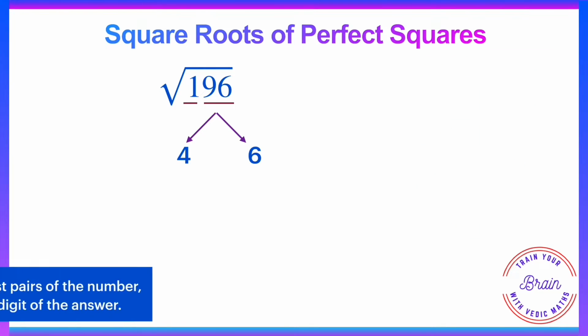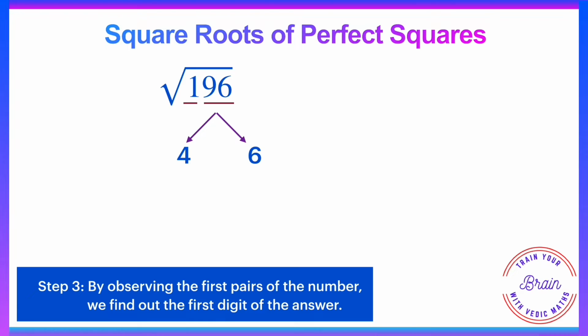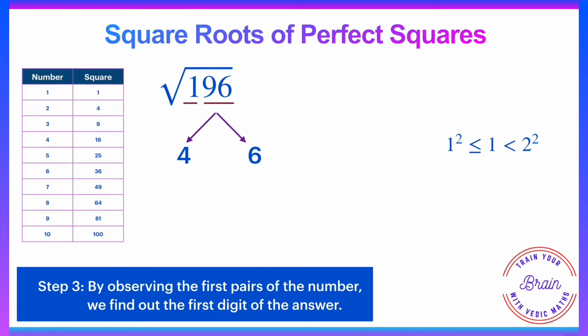By observing the first pair of the number, we find out the first digit of answer. In this example, 1 is the first digit of square. 1 lies between the square of 1 and square of 2. So the tens place digit of our square root will be 1. We always go for the smaller digit.